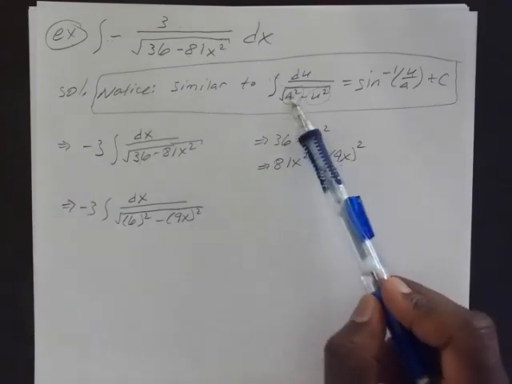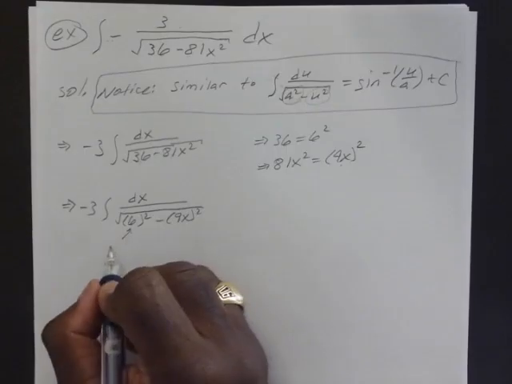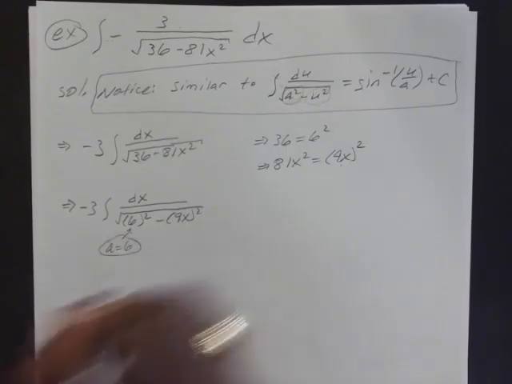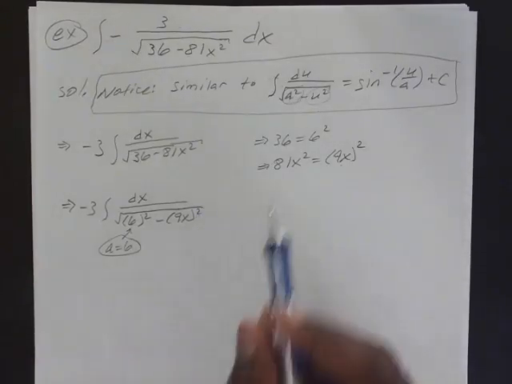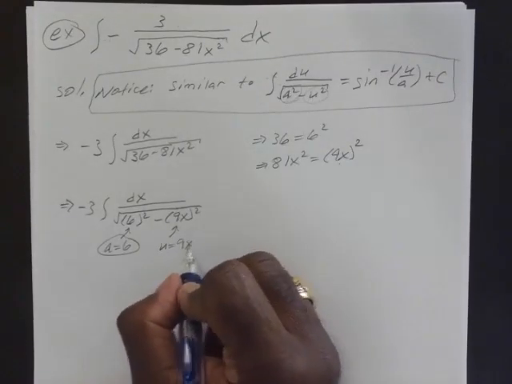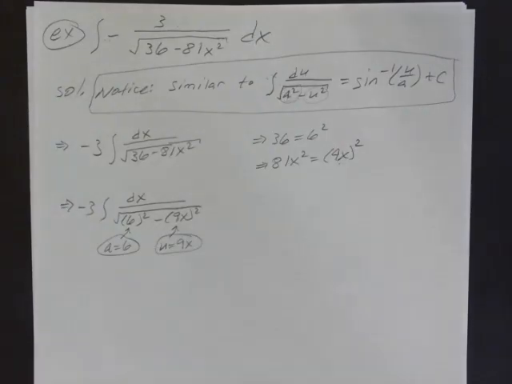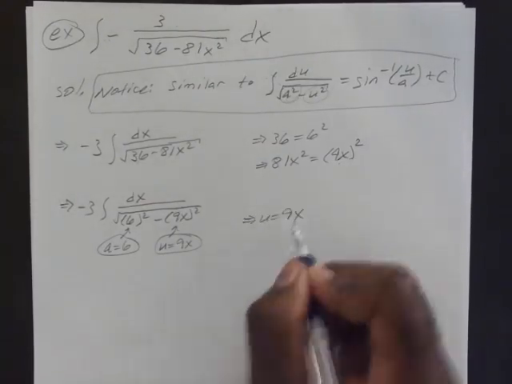Okay, so if we match it up to our formula, if we have a squared, that means in this case, a would be equal to 6. And minus 9x squared, so that means for this one, our u will equal 9x. Okay, so the only thing we have left to find is our du. So we know that if u is equal to 9x, we can use that to find du.